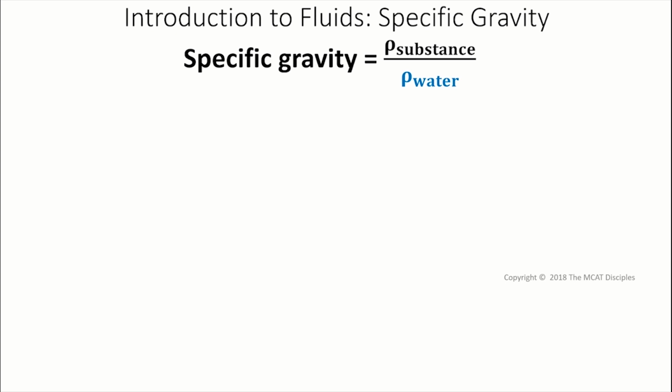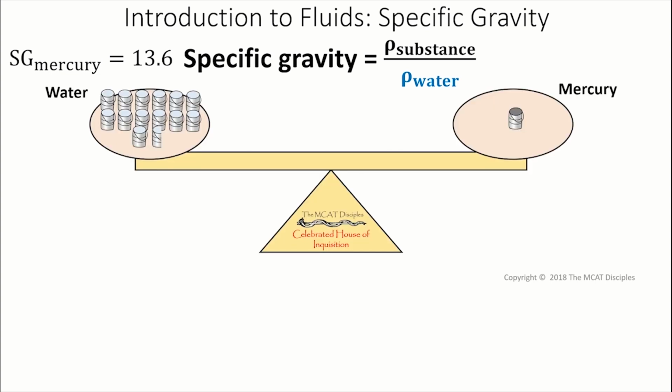So specific gravity is just the density of some substance over the density of water. The specific gravity of mercury, for example, is 13.6. What does that mean? That means that mercury is 13.6 times heavier than water for any given volume. So if you had equal volumes of mercury and water, the mercury would be 13.6 times as heavy. This is a pictorial representation of that: 13.6 buckets of water will be equal to 1 bucket of mercury.